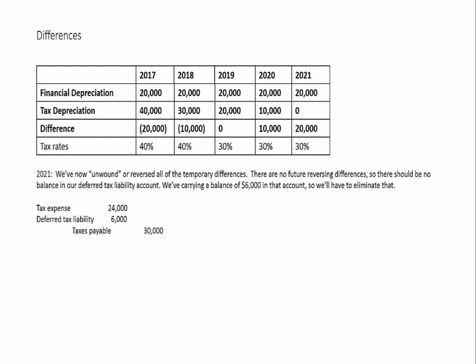Therefore, we should have no deferred tax asset or liability. We're currently carrying a $6,000 balance in that account, so we have to get rid of that. So again, we're going to go ahead and credit taxes payable, taxable income times the tax rate. We get rid of that remaining deferred tax liability, and tax expense is again a plug figure.